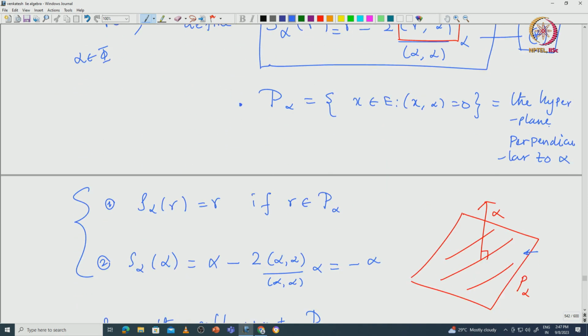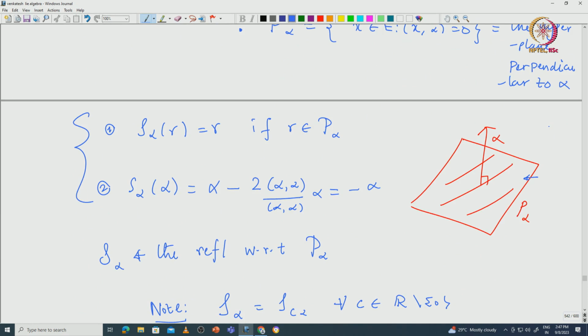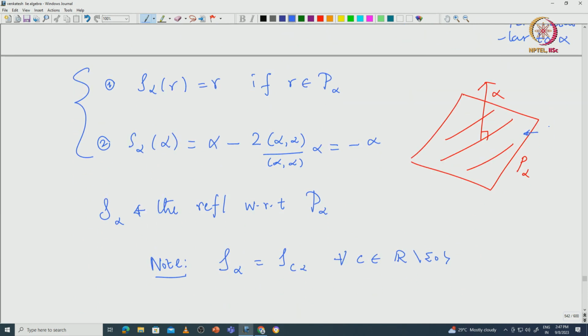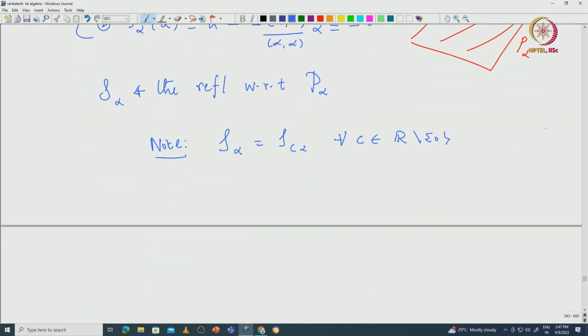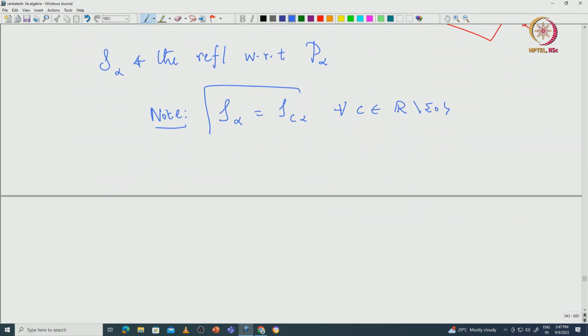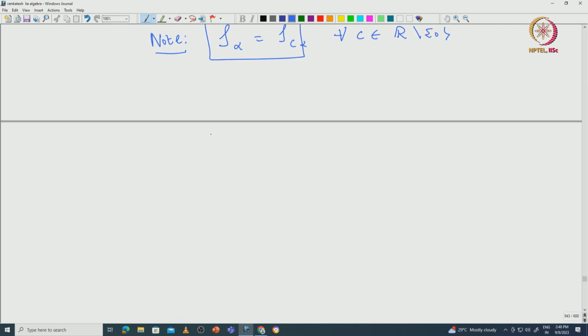So, that tells us that these reflections play a vital role in the theory of root systems. Here we have this reflection, and we observe that S alpha must be equal to S C alpha. Now we will define what a root system is using these reflections.